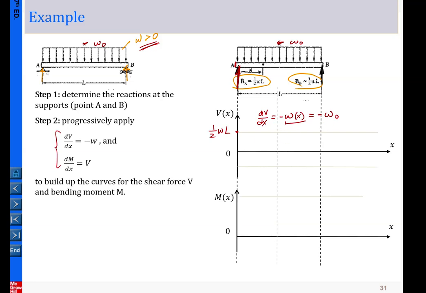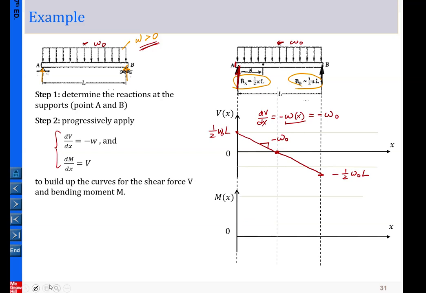So when we draw that one, it should be something like this. We keep a straight line with the slope equal to minus omega 0 here. Okay, so this is omega 0. My drawing is not so perfect, but it's passing through 0, intersecting the horizontal axis at the middle of the beam here, and then ending up here at minus 1/2 omega 0 L. And then we have done this one.